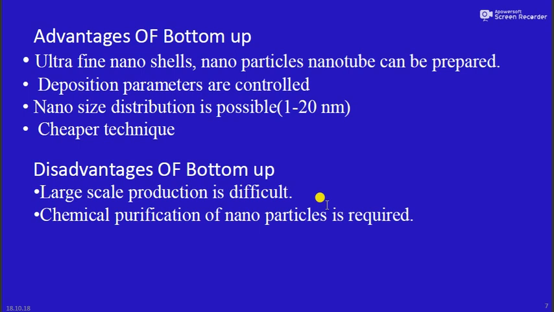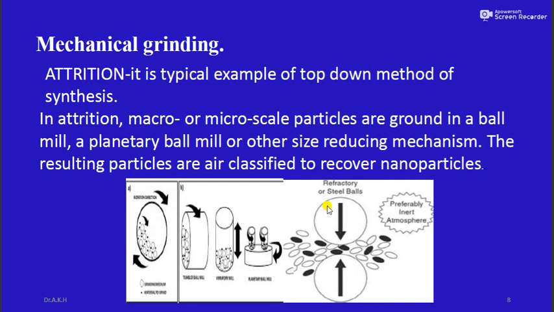Advantage of bottom-up. Ultrafine nanocells, nanoparticles, nanotubes can be prepared. Deposition parameters are controlled. Nano size distribution is possible, 1 to 20 nanometer. Cheaper technique. Disadvantages of bottom-up are large scale production is difficult. Chemical purification of nanoparticle is required.